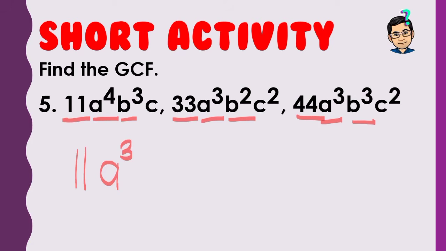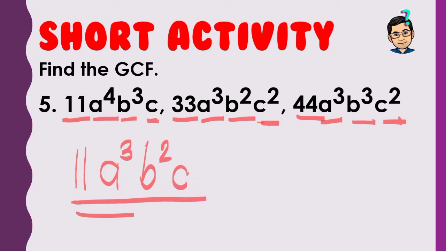That is b squared. And last one, we have c squared, and c squared. So, yung pinakamataas na common sa tatlo na to is only c. Therefore, the greatest common monomial factor of this given is 11a cubed b squared c. This is the final answer.